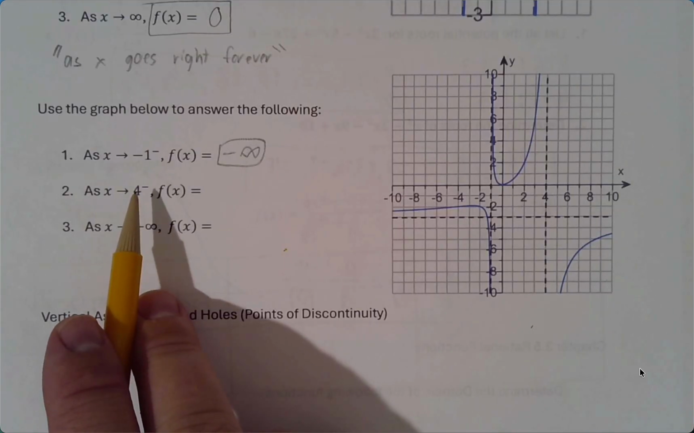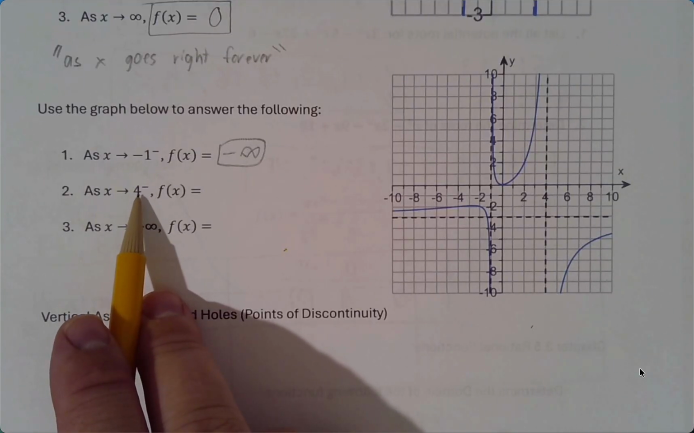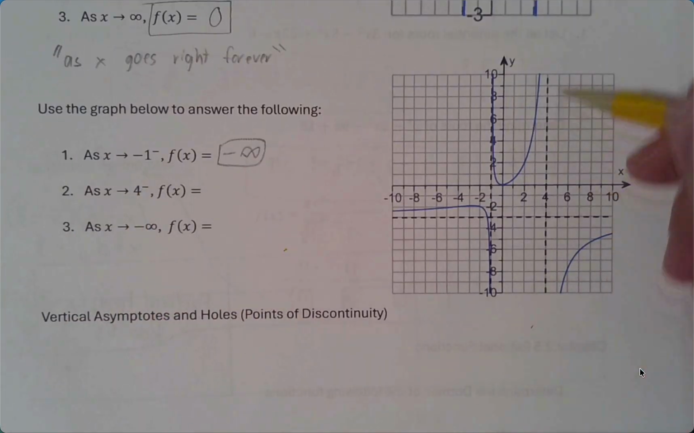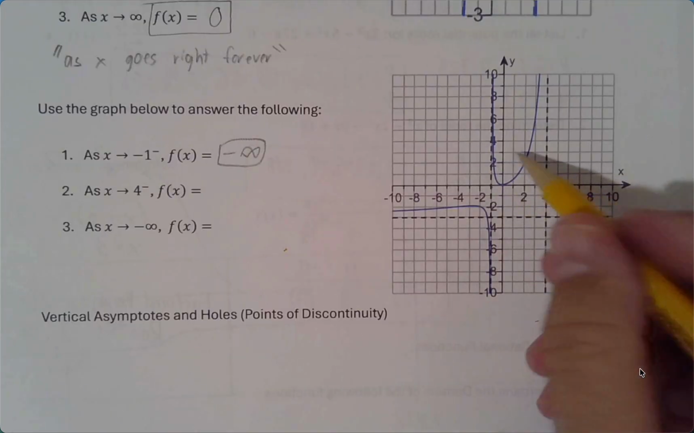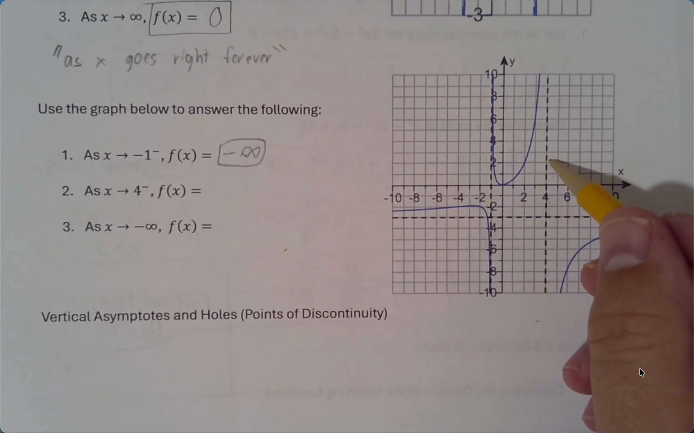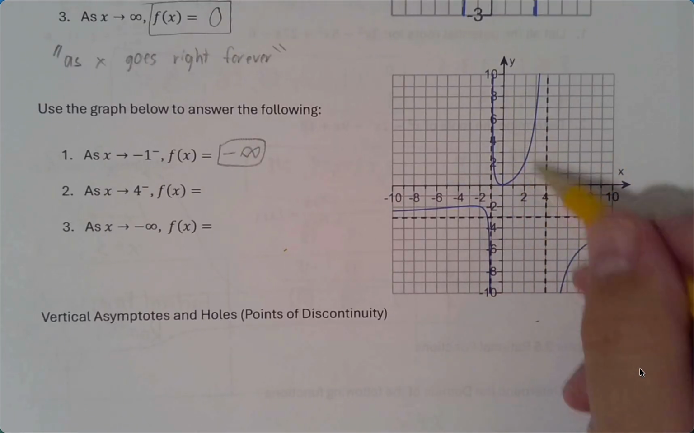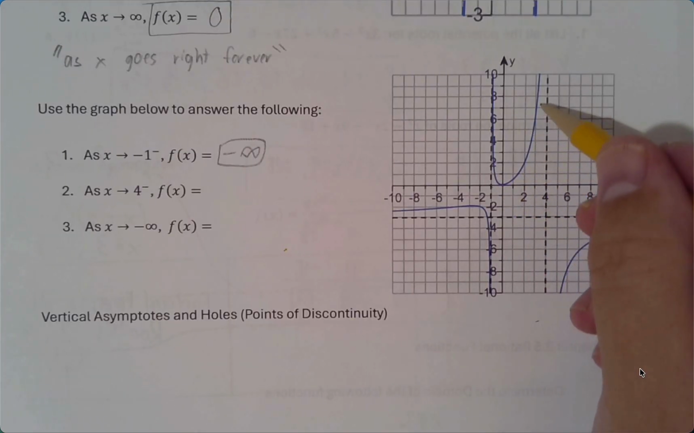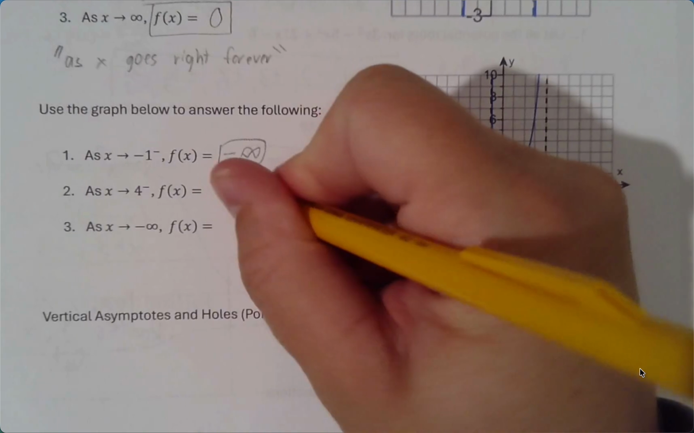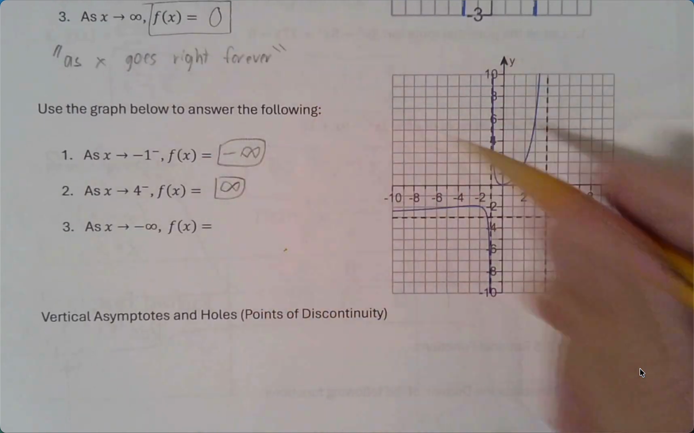All right, this next one also says 4, but here's the also, from the left. So where's 4? Here's 4. Where's from the left? Well, don't go too far this time because there's two different breaks. To the left of 4 puts me here in the middle between my two asymptotes. And as I follow this back towards 4, I end up going up forever, which is positive infinity.